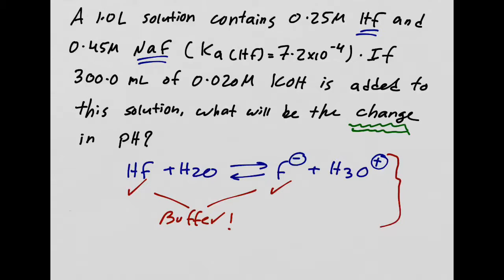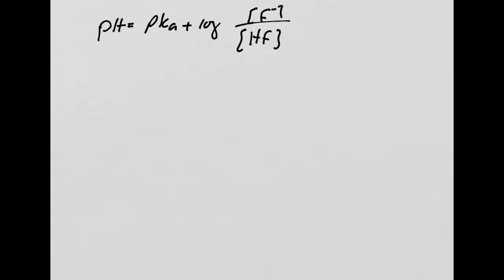My original solution is a buffer problem because I have a weak acid and I have this conjugate base. If you have a buffer problem, you have two ways to do this. You can do an ice table if you like, but an ice table takes a long time. A better way is the HH equation, and that is much faster. Let's do the HH equation right here. Remember, pH equals pKa plus log of the concentration of the base on top over the concentration of the acid on the bottom.